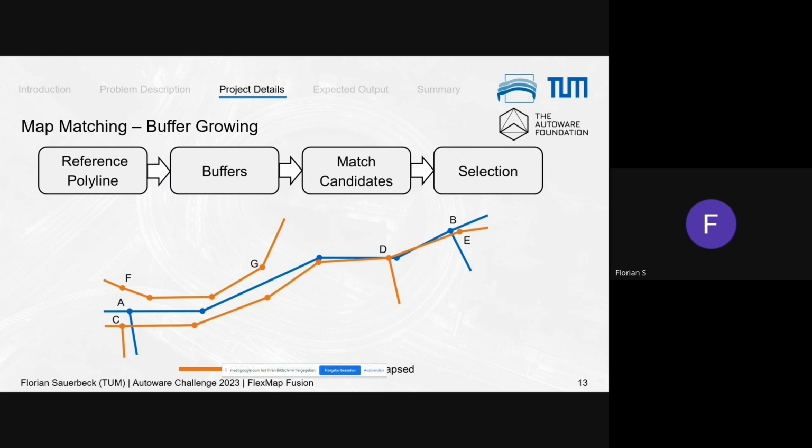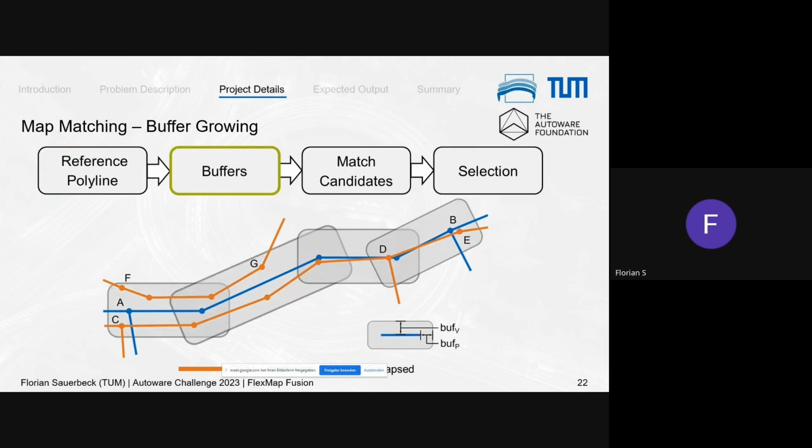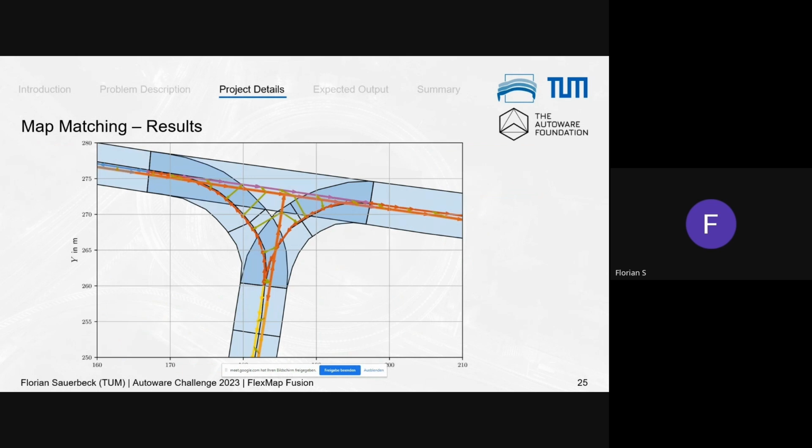This is done by using a buffer growing algorithm. The buffer growing basically uses our Lanelet2, or the collapsed Lanelet2, walks along this and builds some kind of buffers between the connections between these nodes, as you can see here. And within each of these buffers, the algorithm tries to find matches between the OSM and the Lanelet2. And then we know these correspondences. And here you can see how this looks in our tool.